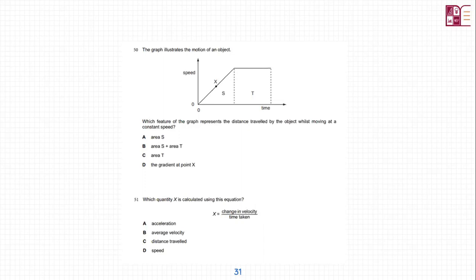Moving on to the next, which quantity X is calculated using this equation? X equals change in velocity upon change in time. A equals v minus u upon t. A equals change in velocity upon time. A is the acceleration.